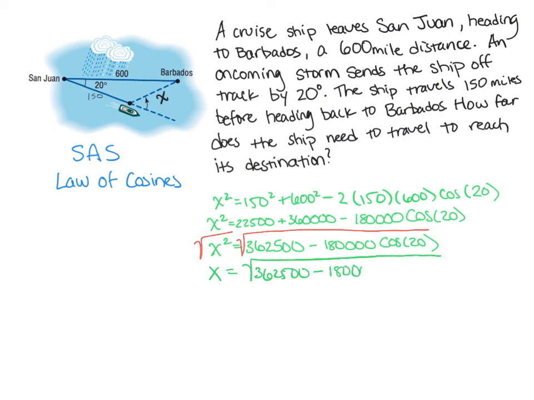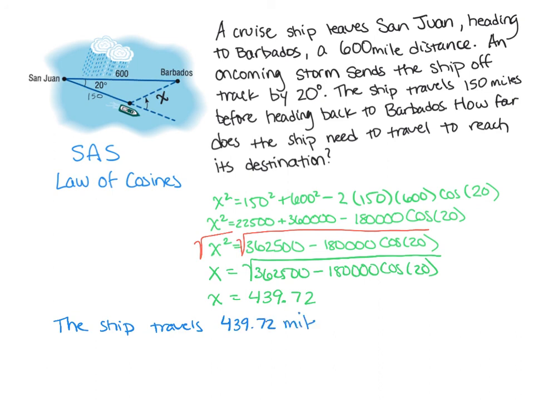I'm just going to rewrite it down here. Then once you plug this into your calculator all at once, you get that x is equal to 439.72. Again, side lengths all around to the second decimal place. But since it's a story problem, we've got to write a sentence. So our sentence will say, the ship travels 439.72 miles to reach Barbados. So there we are. There's a law of cosines story problem.